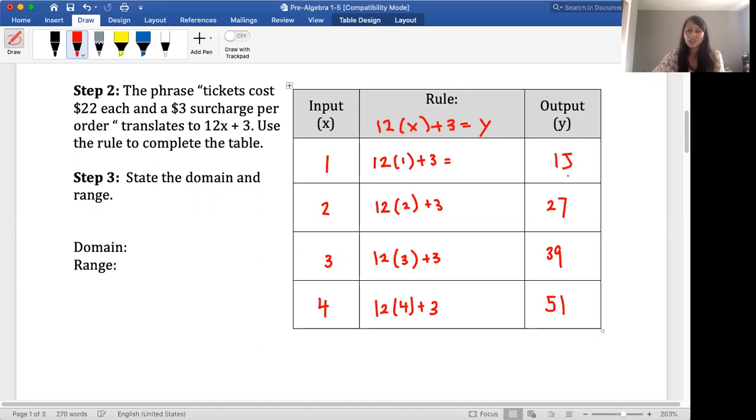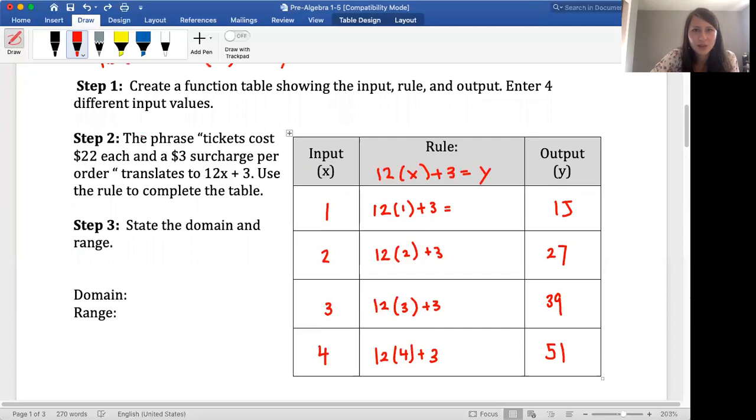So basically here what I have are all the prices I have to pay depending on how many tickets I buy. If I buy 1 ticket, I have to pay $15. If I buy 4 tickets, I have to pay $51. So step 2 actually gave us what the equation would be. It says the phrase tickets cost $12 each, and a $3 surcharge per order translates to 12x plus 3. Use the rule to complete the table.